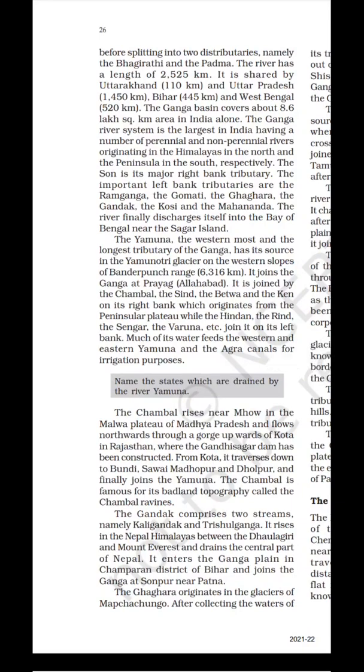The river has a length of 2,525 kilometers. It is shared by Uttarakhand 110 kilometers, Uttar Pradesh 1,450 kilometers, Bihar 445 kilometers and West Bengal 520 kilometers. The Ganga basin covers about 8.6 lakh square kilometers in India alone. The Ganga river system is the largest in India, having a number of perennial and non-perennial rivers originating in the Himalayas in the north and the Peninsula in the south, respectively.